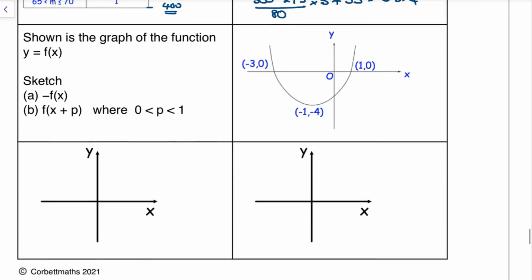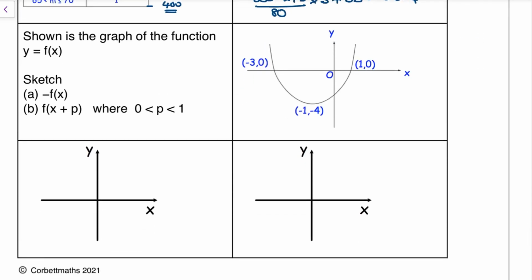Next question, and I think final question today. Shown is a graph of the function y equals f of x. There it is. Sketch. Now, it's also good to know what these things are, because then I know what I'm looking for. So this is a reflection in the x-axis, since plus becomes minus. And this one is a translation of minus p, 0, where p is between 0 and 1. In other words, the right-hand side won't cross over the y-axis.